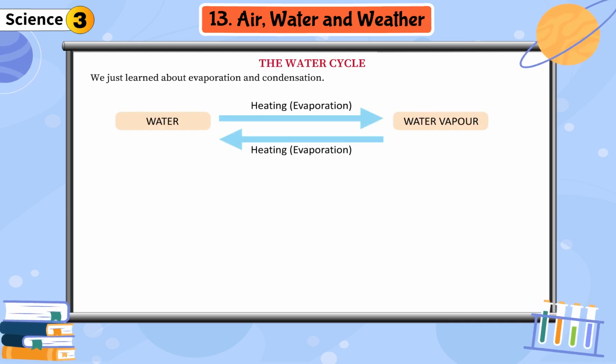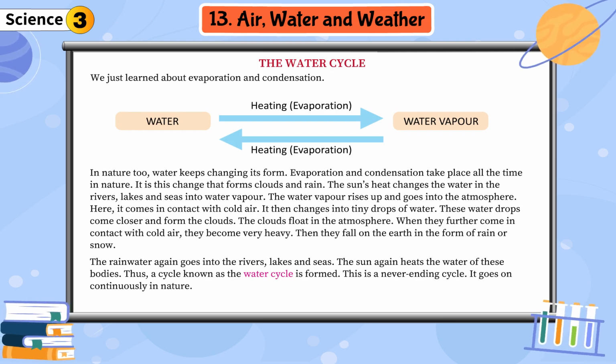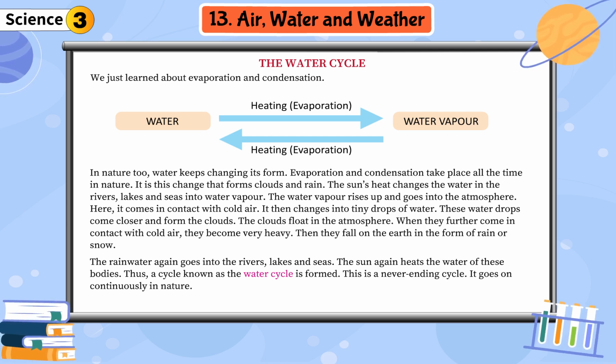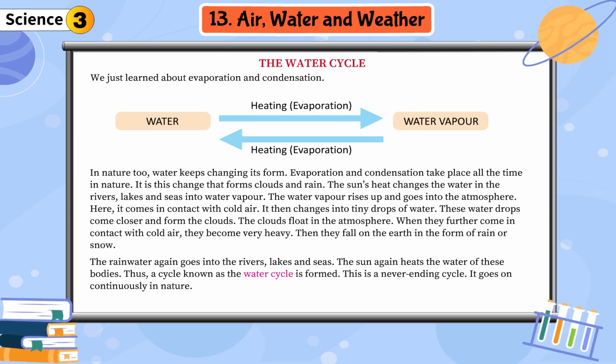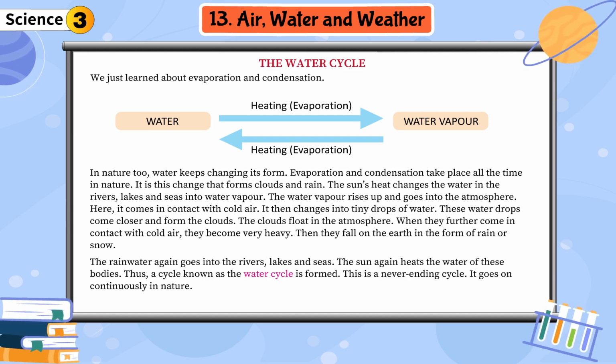The water cycle. We just learned about evaporation and condensation. In nature too, water keeps changing its form. Evaporation and condensation take place all the time in nature. It is this change that forms clouds and rain. The sun's heat changes the water in the rivers, lakes and seas into water vapor. The water vapor rises up and goes into the atmosphere. Here, it comes in contact with cold air. It then changes into tiny drops of water.